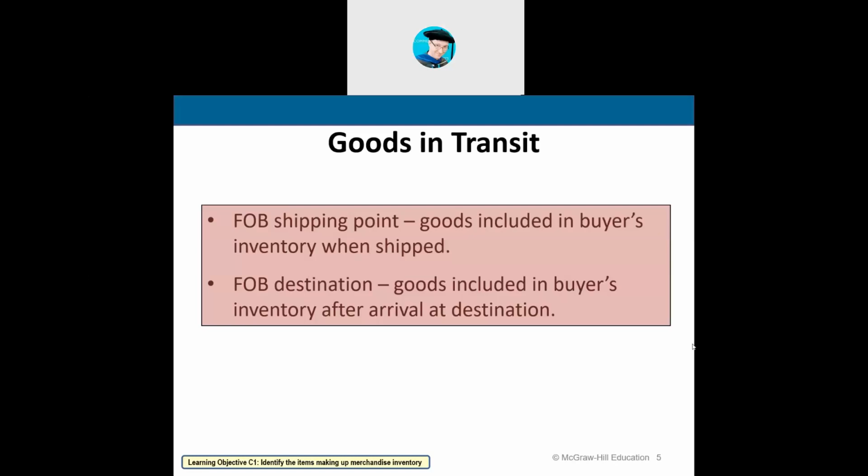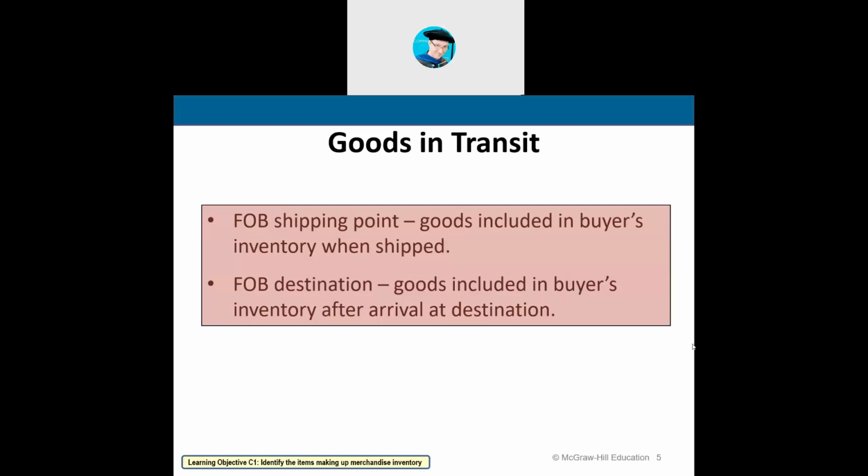So, free on board shipping point says that the buyer is responsible while it's in transit. Free on board destination means that the seller is responsible for the inventory while it's in transit. As you would expect, in almost all cases, the buyer always pays for the shipping cost. The difference is how.